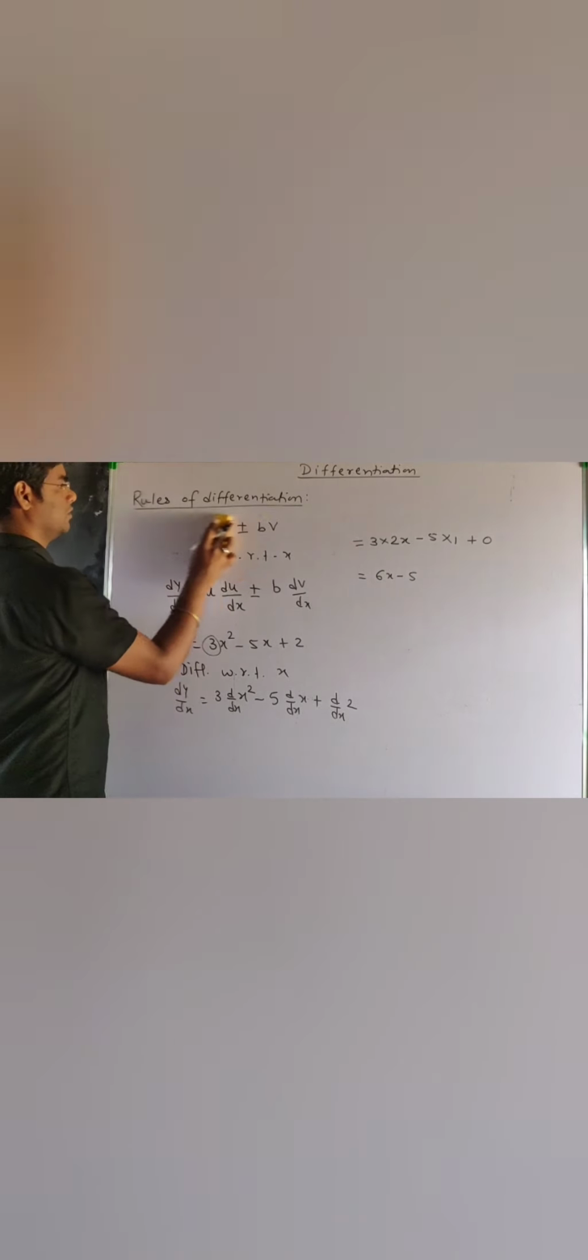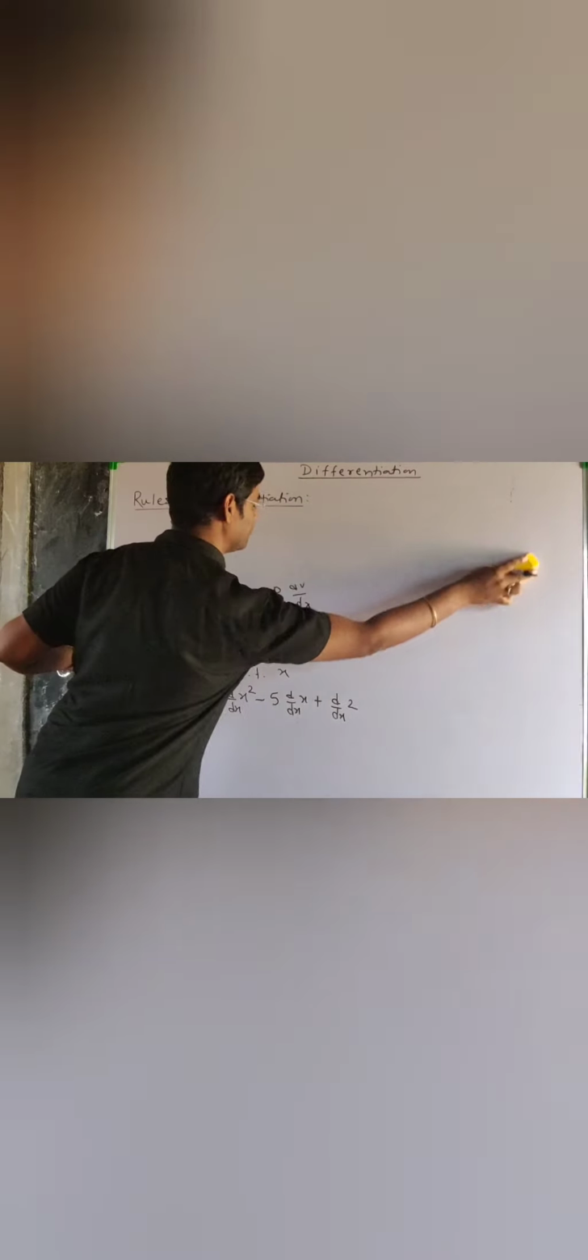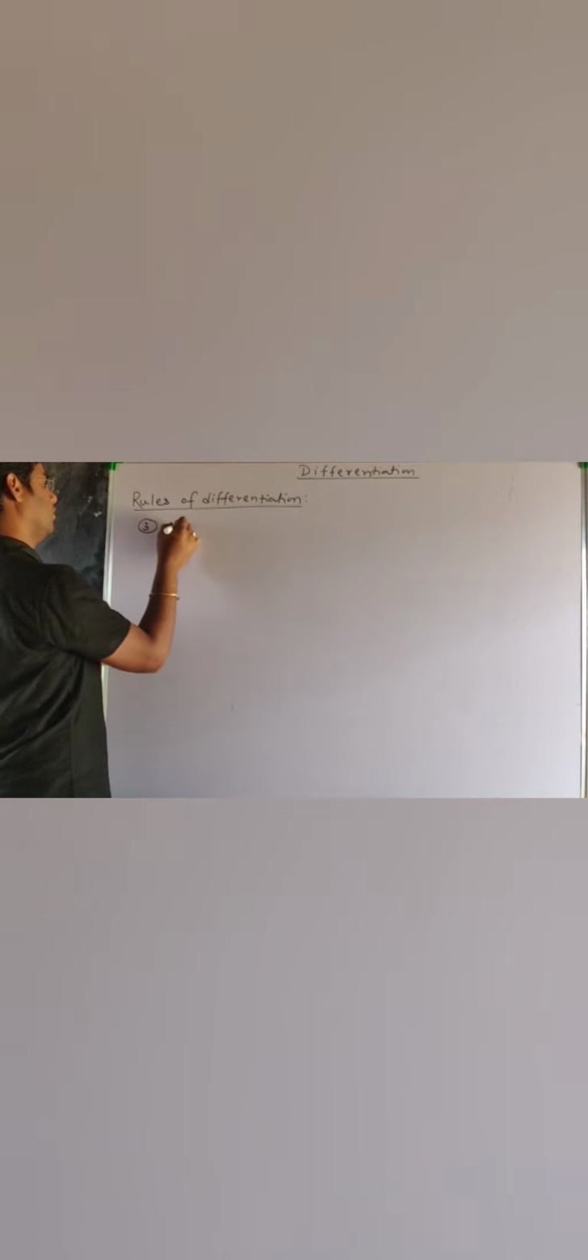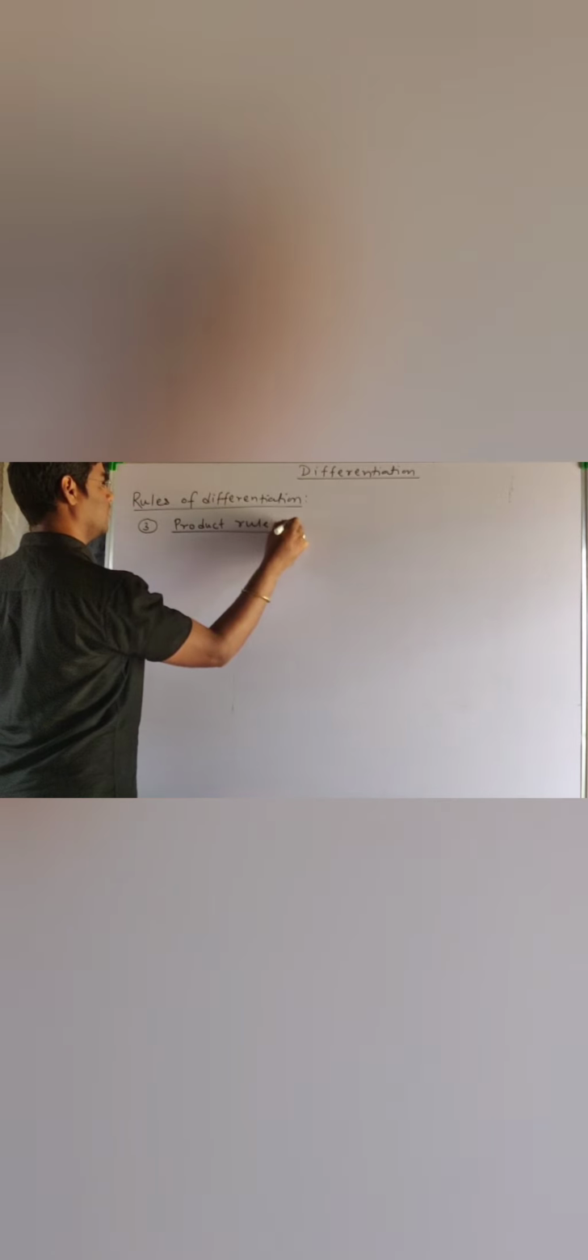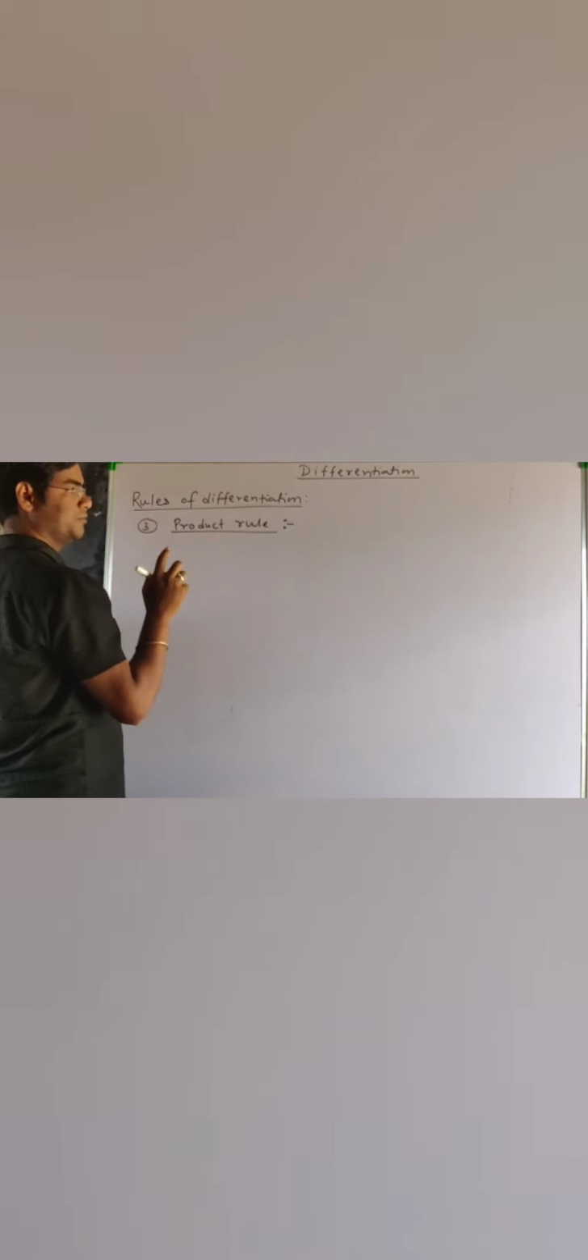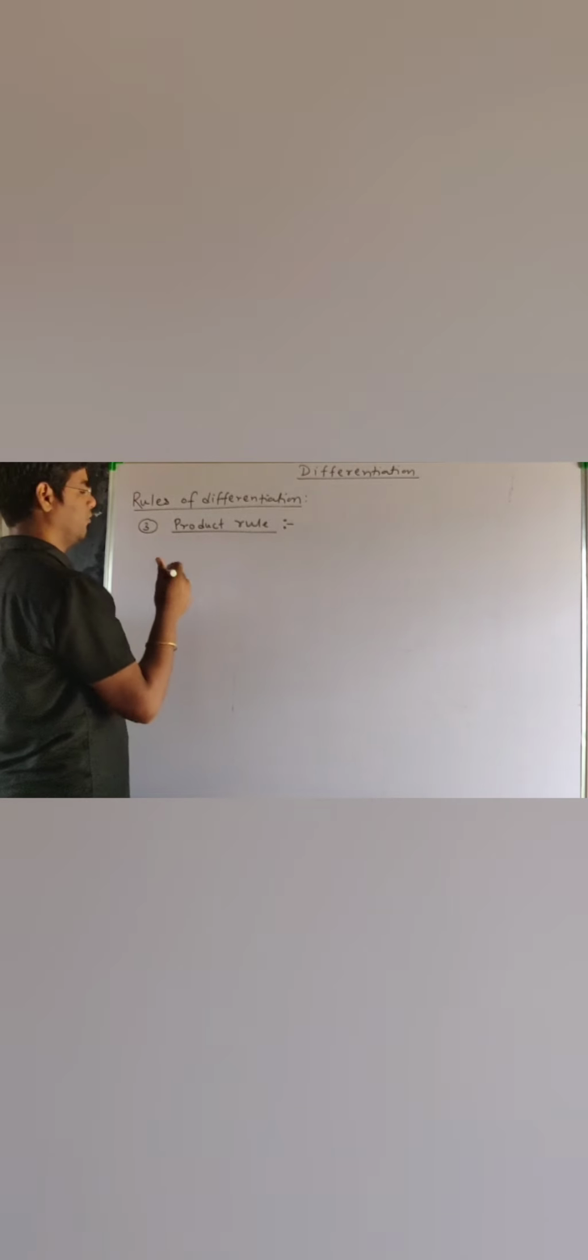Now third rule is product rule. This is the important rule. Third and fourth rule are very important. Product rule. What is the product rule? Suppose we have 2 terms which are in product or which are in multiplication, two terms for two variable, not one constant, one variable.